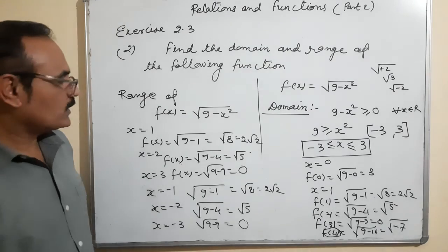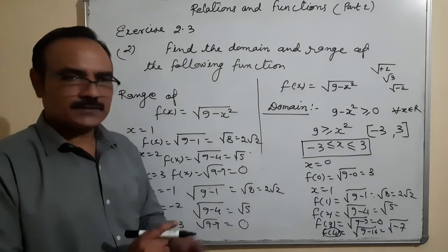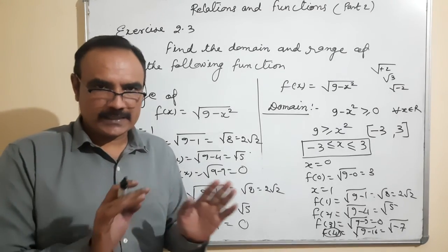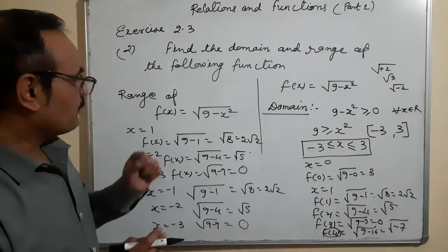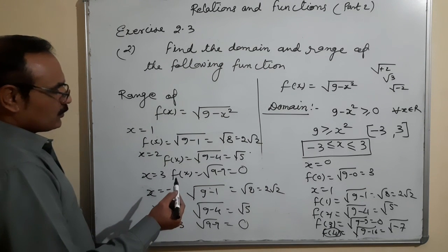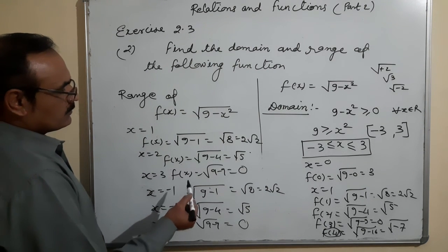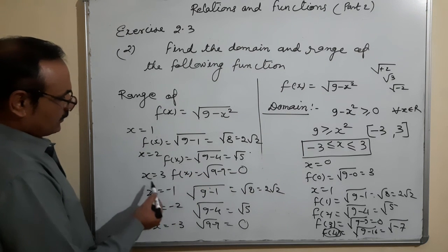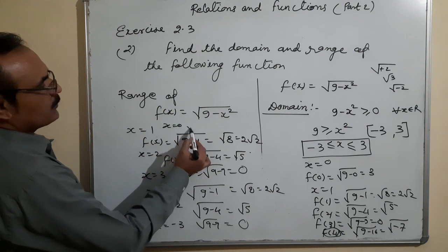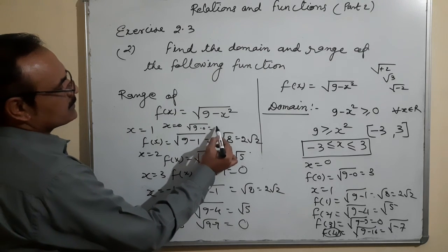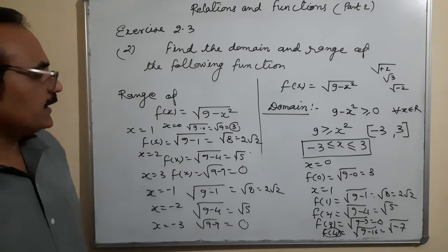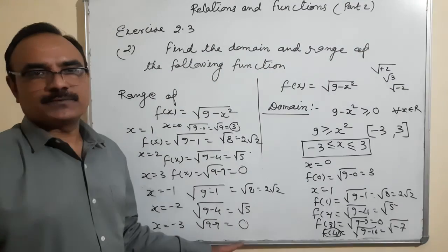And you can analyze one thing, that see all the numbers. These are the numbers having a positive sign. You are not getting any negative sign. And the maximum value you are getting when you put x is equal to 0. If you put x is equal to 0, 9 minus 0, it is 9, under root 9, that means it is 3. So the maximum value you are getting is 3 and minimum value is 0.